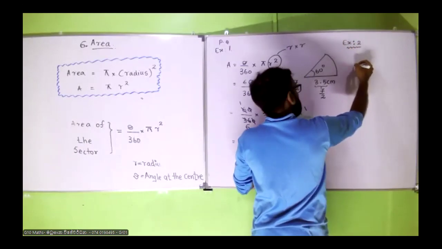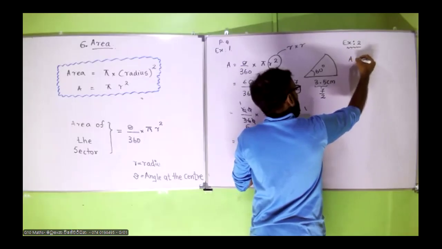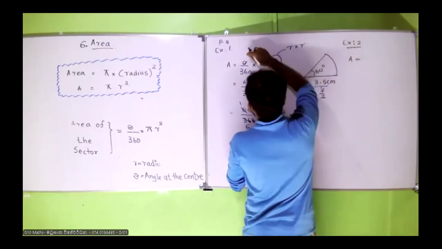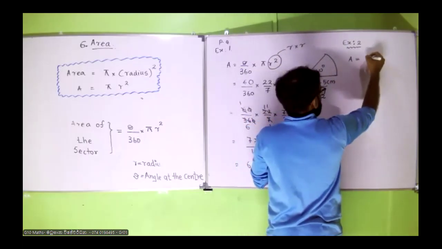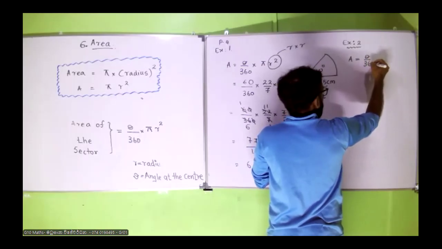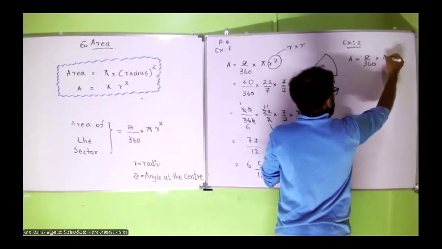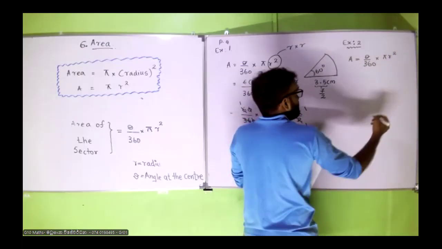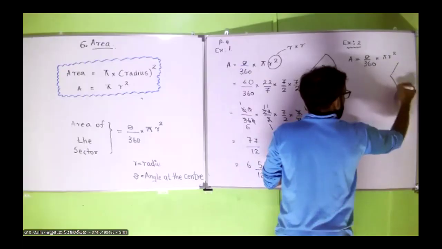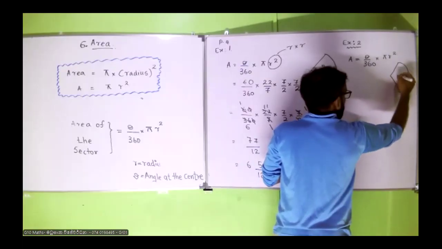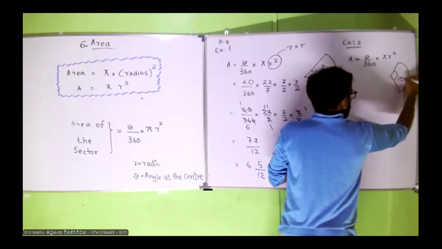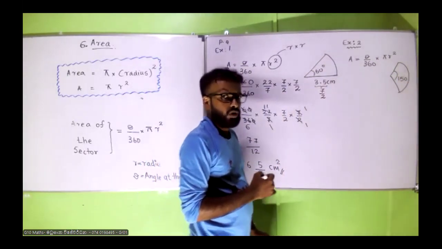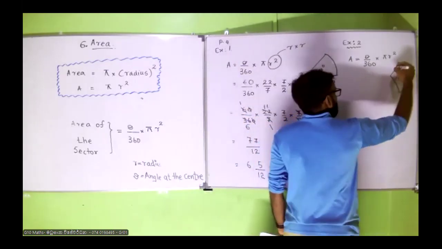Example number 2. Area equals theta divided by 360 times pi r squared. The angle at the center is 150, and the radius has been given as 10.5. Can you remember something?